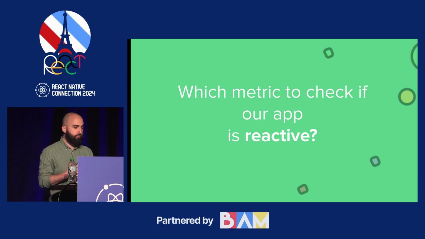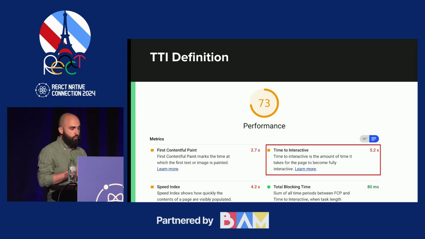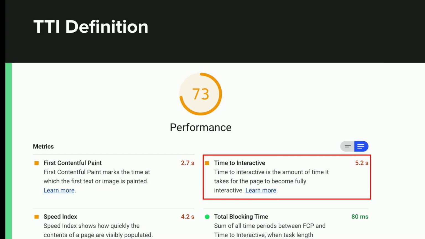So which metric to check if our app is reactive? There is a lot of topics about performance, but if I have only one to check, I think the good one is time to interactive. So let's see what is time to interactive. It's really the amount of time it takes for the page to become fully interactive. So it's a pattern that is really coming from the web initially, but we can apply it to mobile. And so it's really the moment where you click on your icon button, you have your splash screen, and then you can interact with your first element.